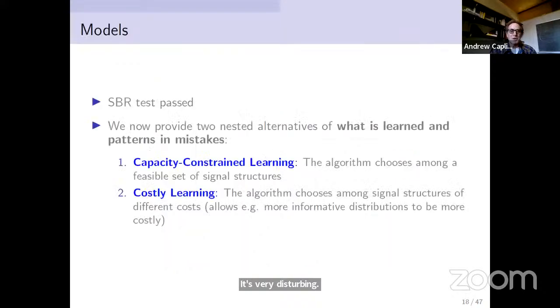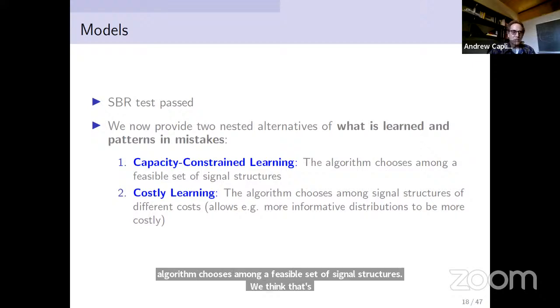But yes, so we think, okay. And now what we're going to do is move on to what they learned. What did the AI learn as a function of the 3 different loss functions we gave it? And we're going to do what we think is the folk wisdom, which is the algorithm capacity-constrained learning. The algorithm chooses among a feasible set of signal structures. We think that's what they might have had in mind for a model of the machine.